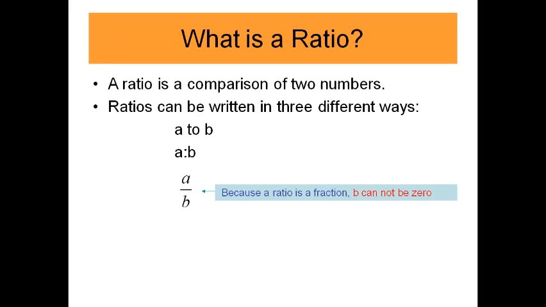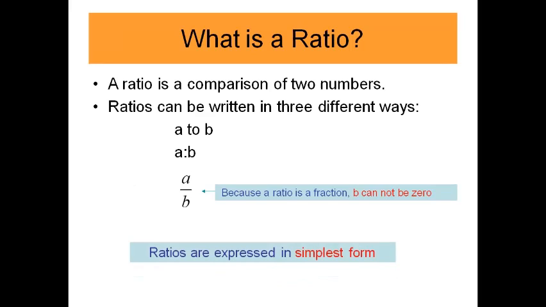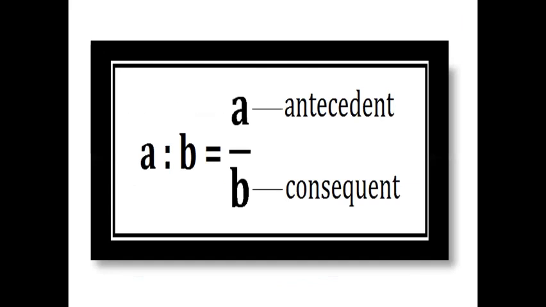A ratio can be written in three different ways: A to B, A ratio B, and when the ratio sign is given between the two numbers, it can be written in the form of a fraction as A upon B. Because a ratio is a fraction, B cannot be 0. Ratios are expressed in simplest form. As you can see in the picture here, in A ratio B, A is known as the antecedent and B is known as the consequent.